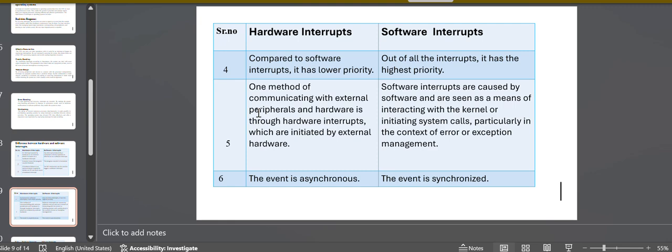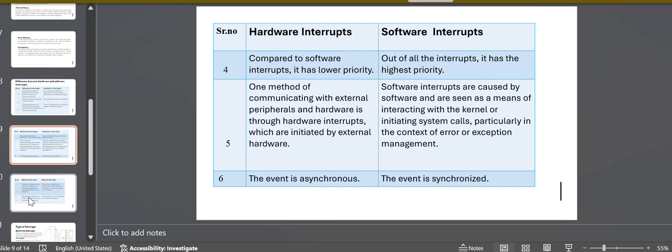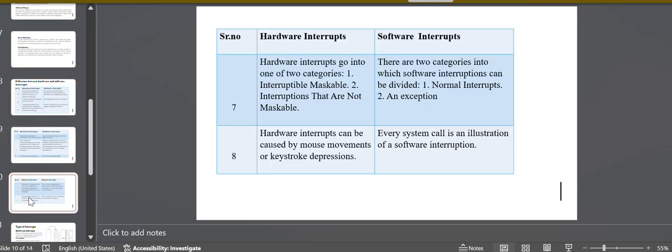Next, the hardware interrupt event is asynchronous and the software interrupt event is synchronous. Hardware interrupts go into one of two categories: maskable interrupts and non-maskable interrupts. Software interrupts are divided into two types: normal and exception. A hardware interrupt can be caused by mouse movement or keyboard presses. Every system call is an illustration of a software interrupt.